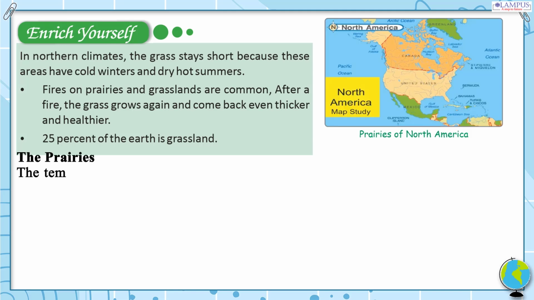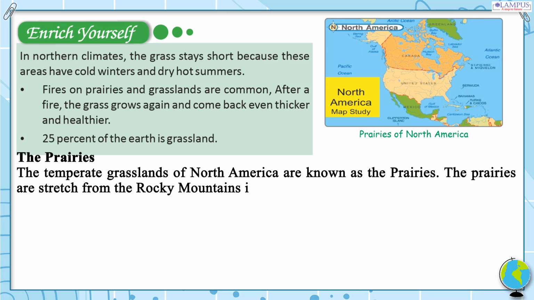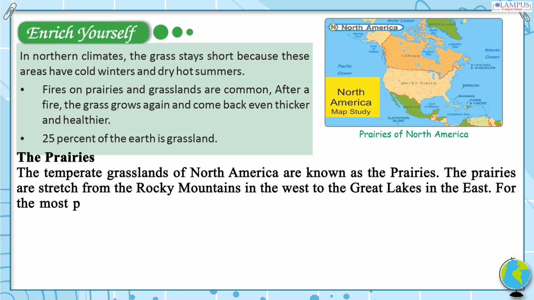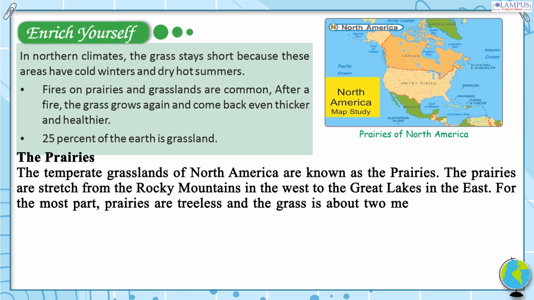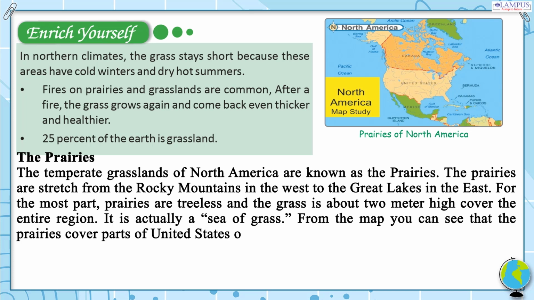The prairies. The temperate grasslands of North America are known as the prairies. The prairies stretch from the Rocky Mountains in the west to the Great Lakes in the east. For the most part, prairies are treeless and grass about 2 meters high covers the entire region. It is actually a sea of grass. From the map you can see that the prairies cover parts of the United States of America and parts of Canada.